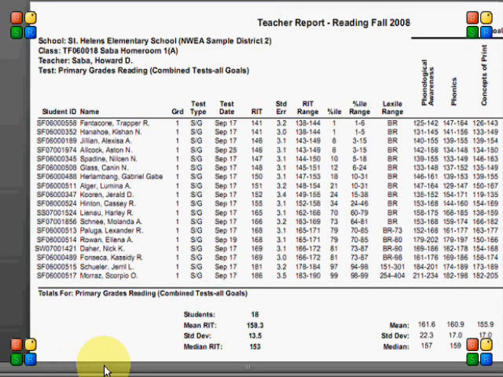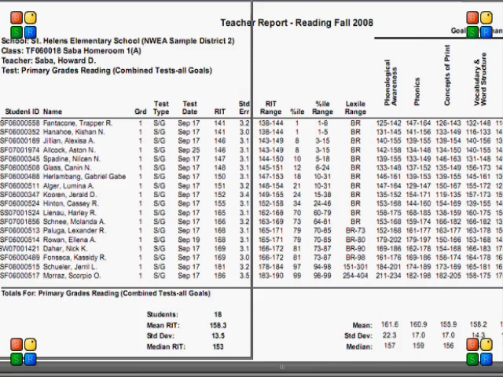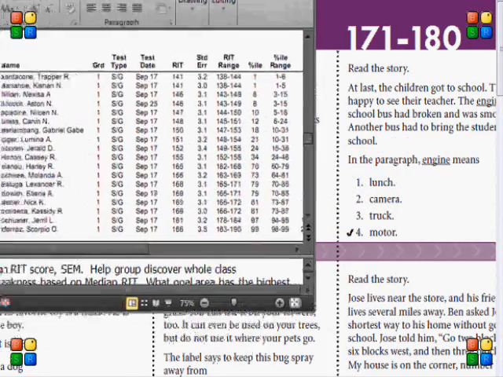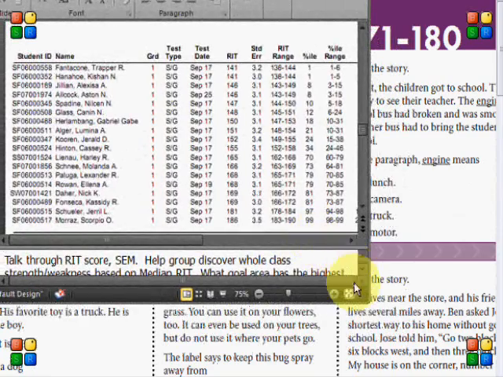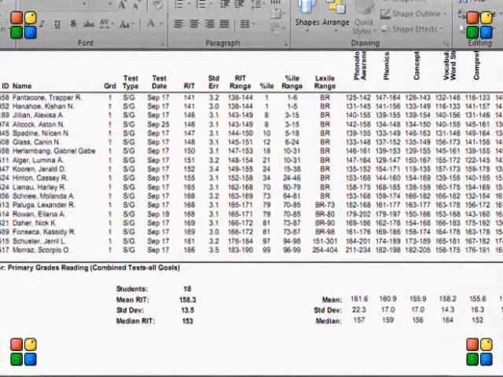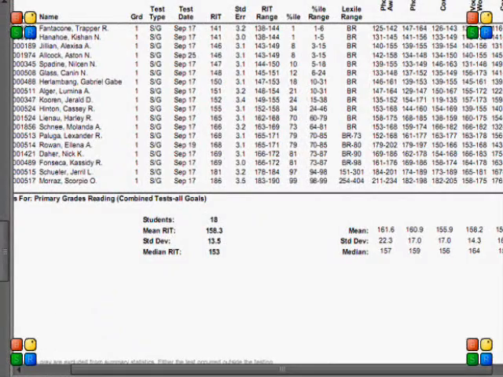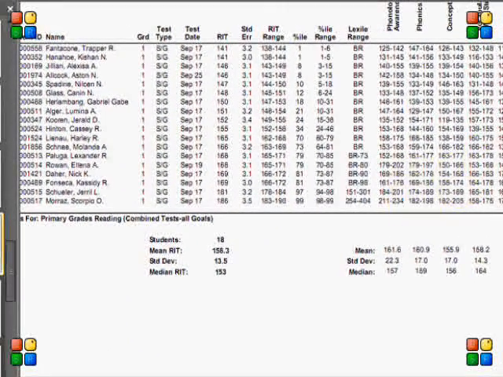Now, if you do administer the MAP test, you will be able to get output like this that shows you where all your students are on a variety of different components. And this is just made up data here. I'm assuming they didn't put real stuff on the internet, but maybe they did.